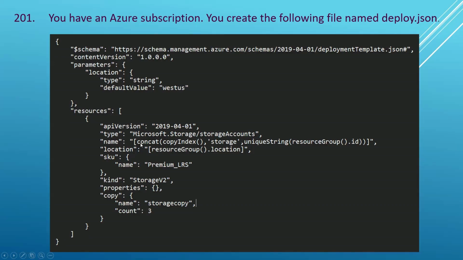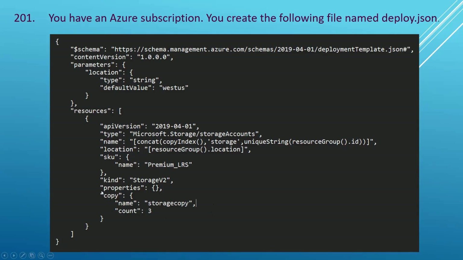And how they are generating it, they are using the concat function. Basically, the concat function is to concatenate two different variables or parameters. The first one is copyIndex, then they are concatenating it with storage, and then with a unique string that is generated through the ID of the resource group. Now, the copy index is defined at the bottom. If you see the copy section, count is defined as 3. So there will be 3 storage accounts that will be created.